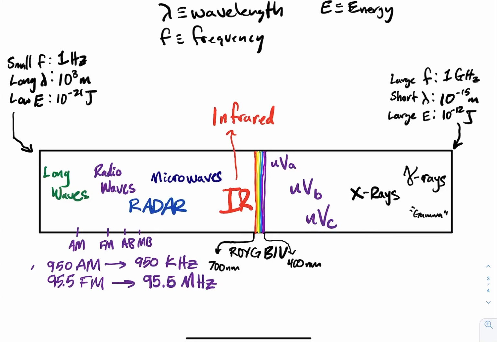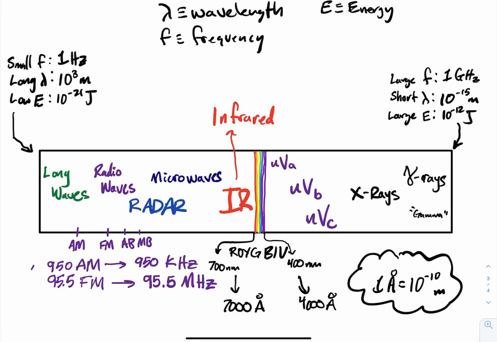One more little note, just for funsies. We often measure these wavelengths, instead of in nanometers, in angstroms, so 7,000 angstroms or 4,000 angstroms, where 1 angstrom is equal to 10 to the negative 10 meters. So that's another unit that we often use when we talk about light or light waves.